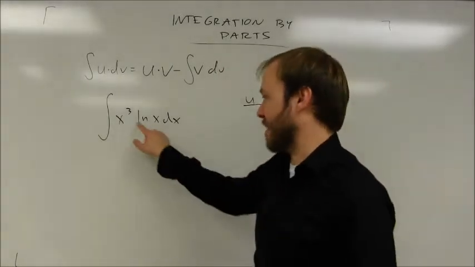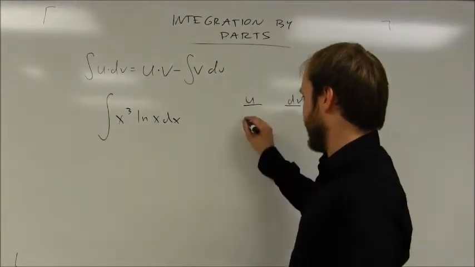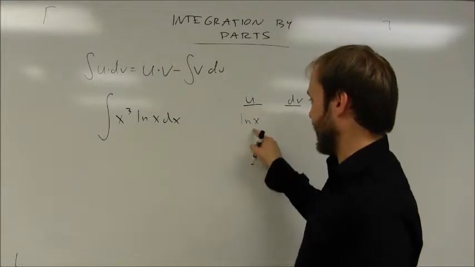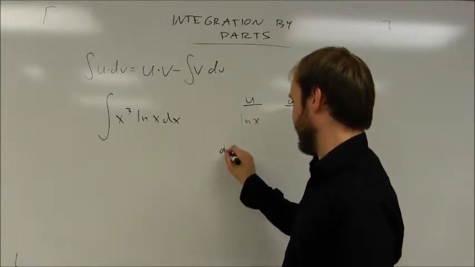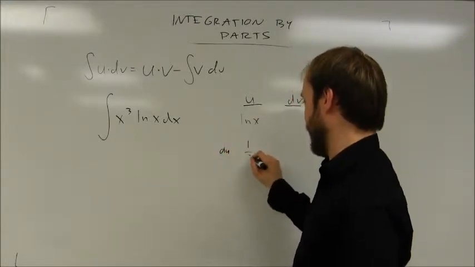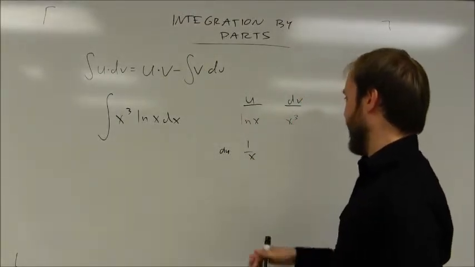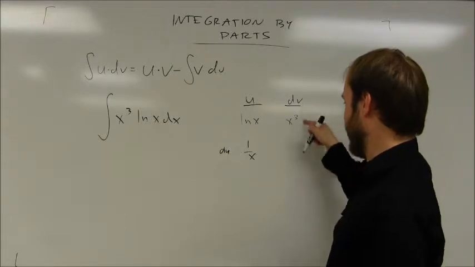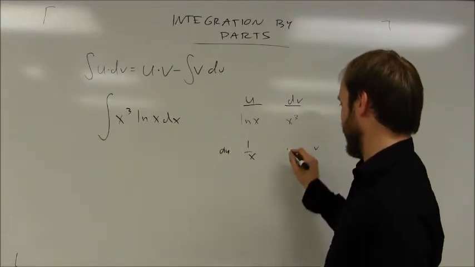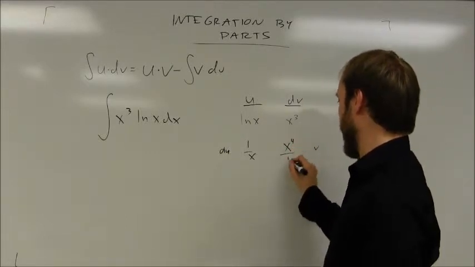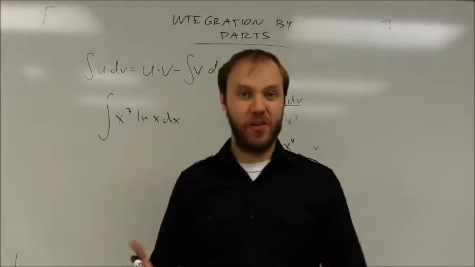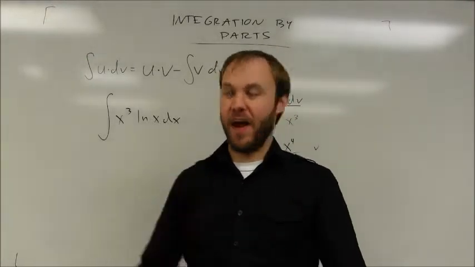So I'm actually going to flip-flop these two values, and I'm going to put the ln of x here because I know the derivative, that my du value is going to be 1 over x. That's very easy to find. I'm going to put my x cubed over here. I can take the integral, so that's my dv, meaning that my v value is going to be x to the 4th over 4. Remember to divide by that new exponent value, reversing the power rule.